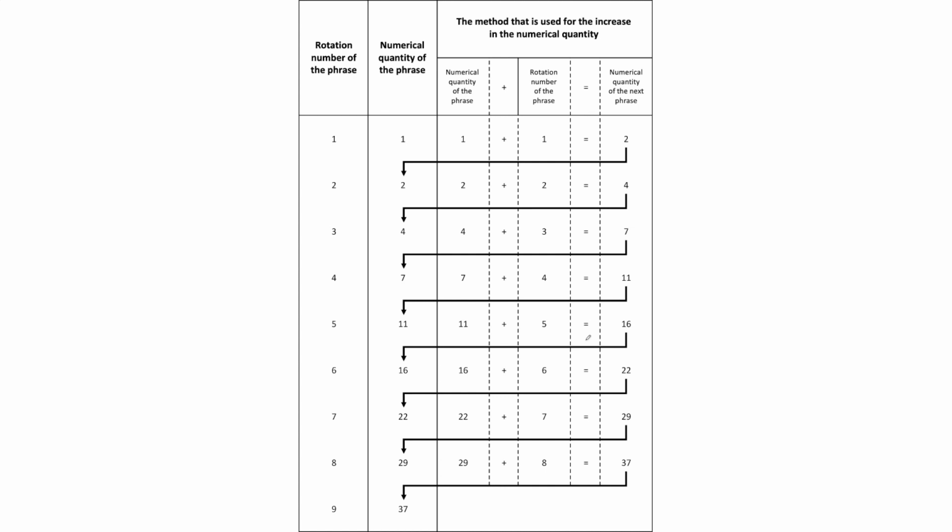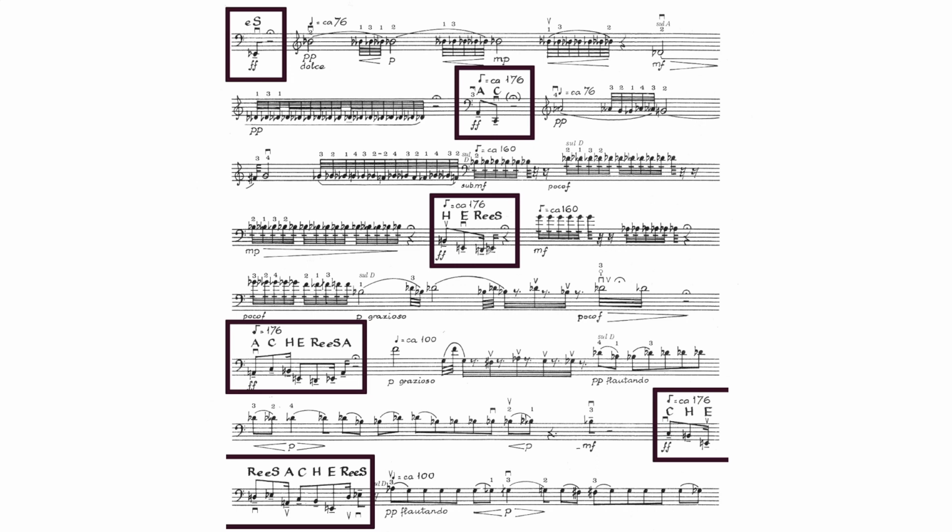Like Fibonacci numbers, this gives another kind of increase, a unique kind of increase. It is a very clever and very effective system, in my opinion. We can see that in the score: 1, 2, 4, 7, 11, and the piece continues. This is only the first page.